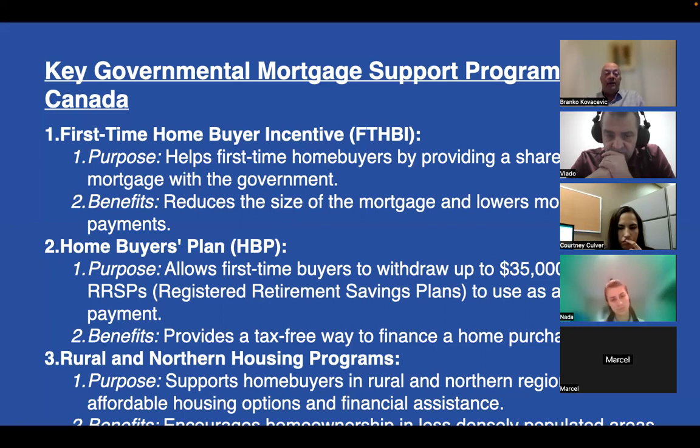The second program is the HBP, which allows clients to pull up to $35,000 from their RRSP for a primary residence. As long as they return that money within 15 years, they don't pay taxes on it. And the third program is the Rural and Northern Housing Program as well.